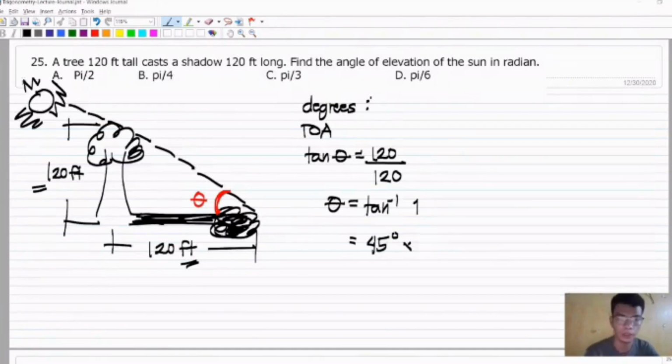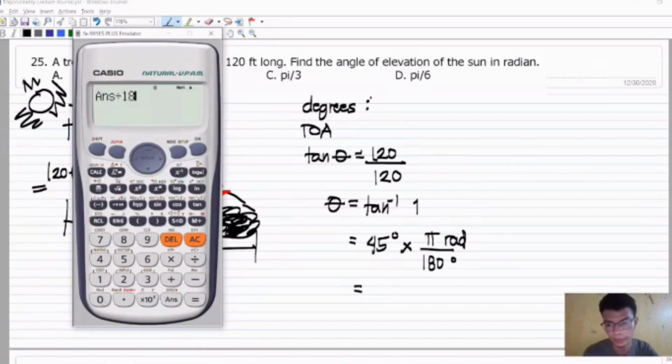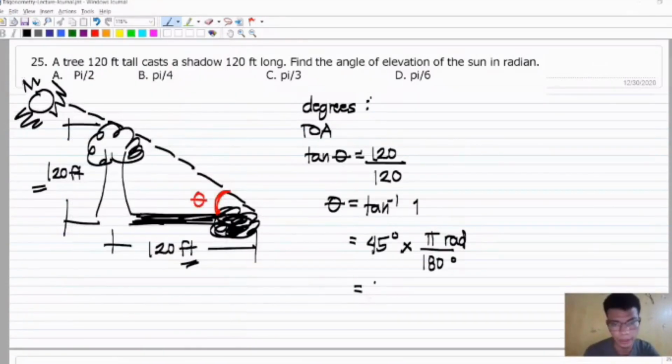So let us convert 45 degrees into radian. Meron tayong 180 degrees in pi radian. So that will be 45 divided by 180. And the answer is 1/4 pi, or pi over 4. And the answer is letter B.